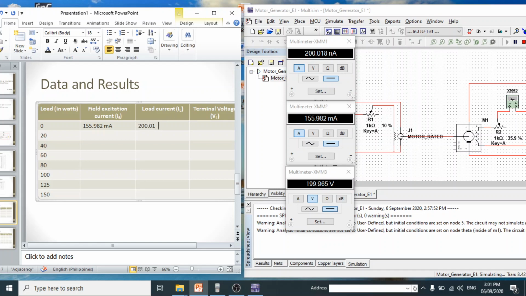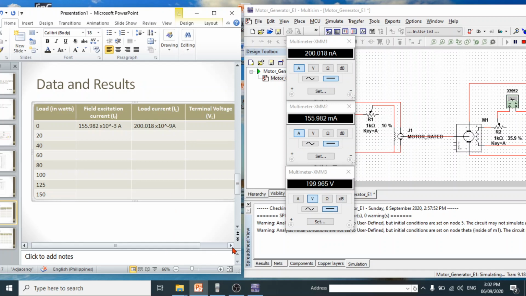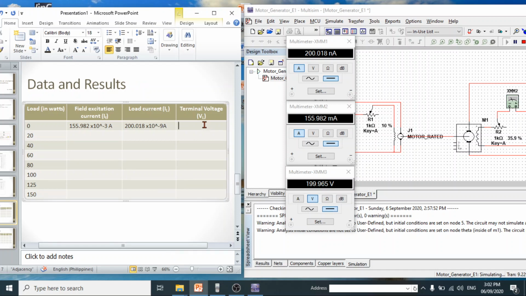Nano means times 10 to the power of -9. So the terminal voltage at no load is 200 volts.